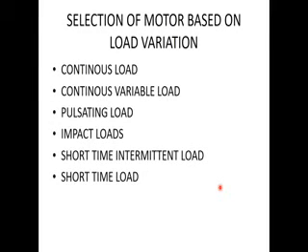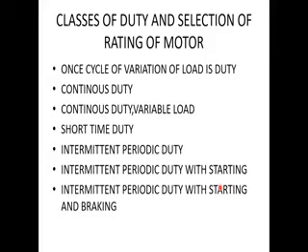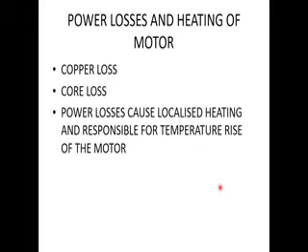So this is the concept of selection of motor based on load variation. Load is an important factor for industrial application. Sometimes the load is continuous because of 24-hour running. In some applications the load is variable. In some cases it is a pulsating load or short-time load. So the type of load should be considered when we select the drive for a particular application, and the losses are also considered. Okay.